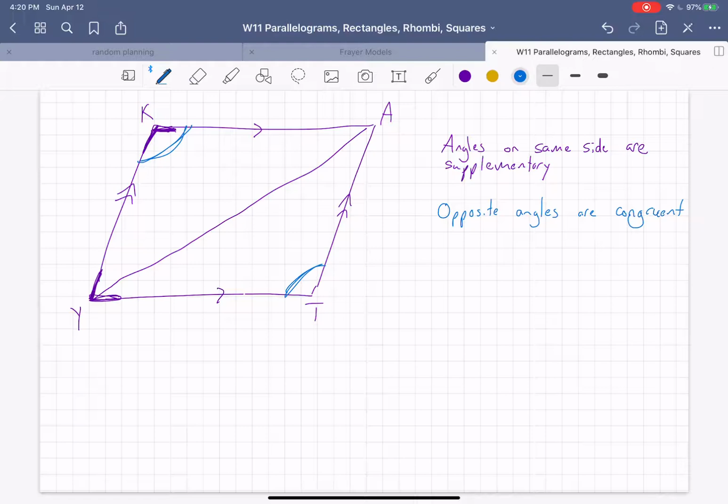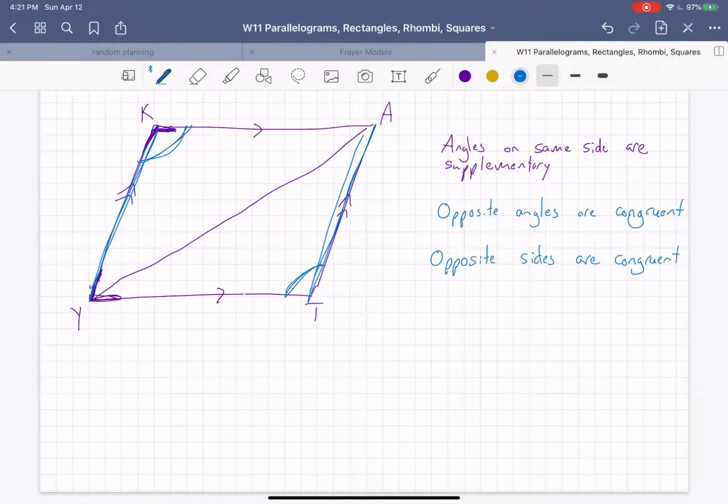And that's because we have those parallel sides. Also in a parallelogram, because of those congruent triangles, we have congruent sides. So opposite sides, and they look like that too, right? Opposite sides are also congruent. So we're getting a lot of congruent things in our parallelogram.